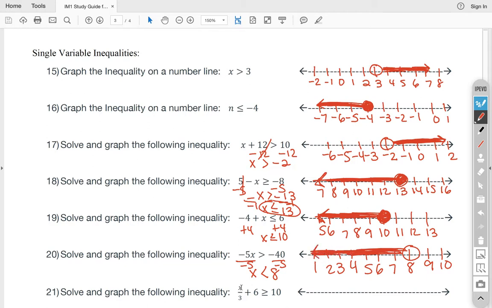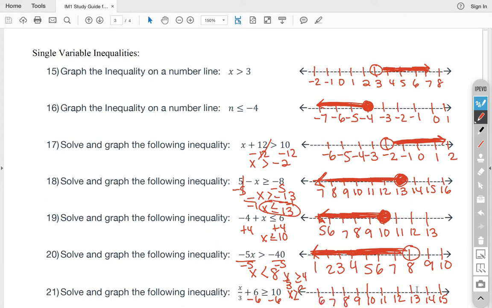Last one, we have x over 3 plus 6 is greater or equal to 10. So we're going to subtract the 6 from both sides. Then we have x over 3 is greater or equal to 4. We're going to multiply by 3 on both sides, so we get x is greater or equal to 12. So we need 10, 11, 12, 13, 14, 15, 9, 8, 7, 6.